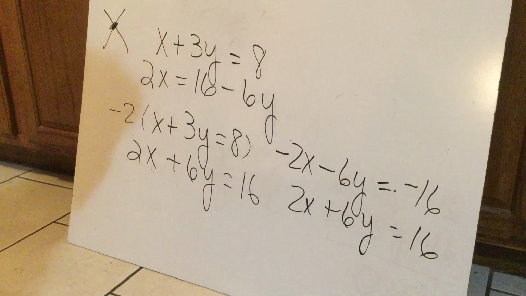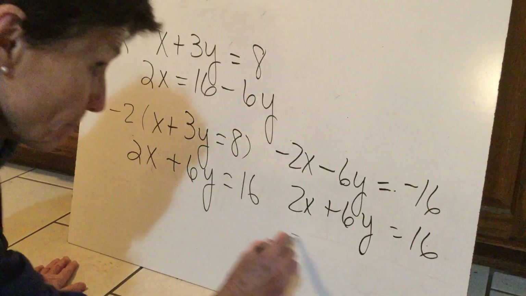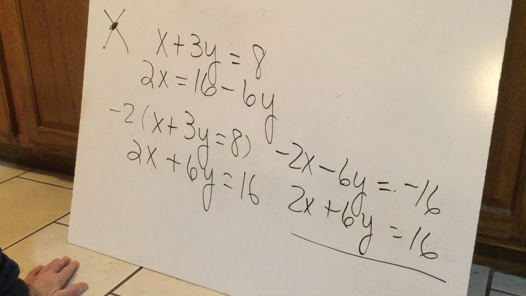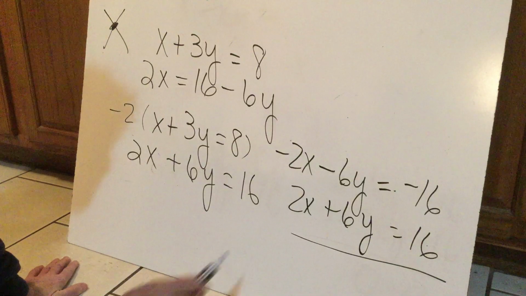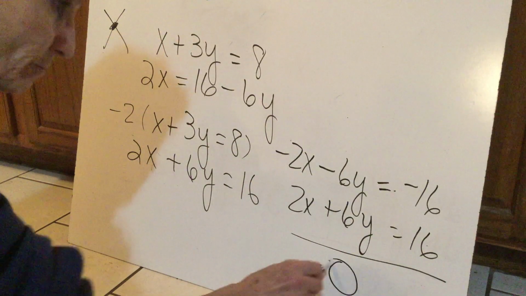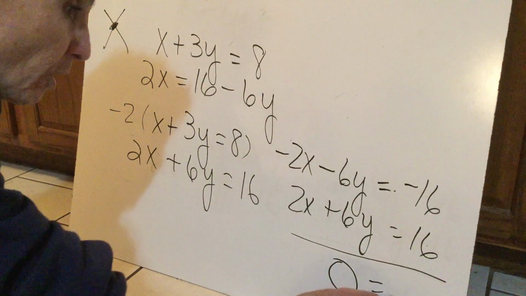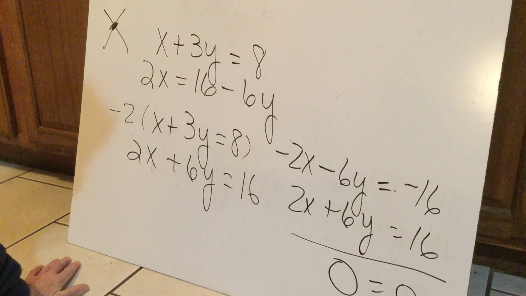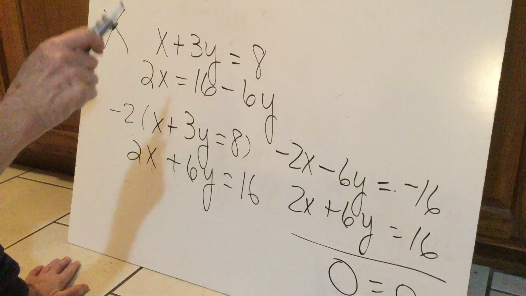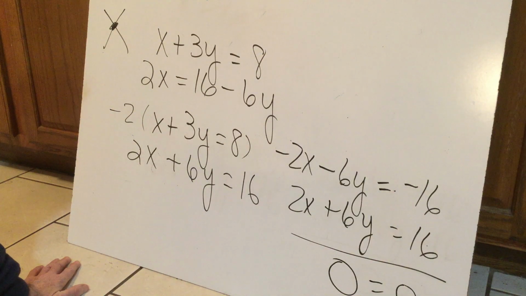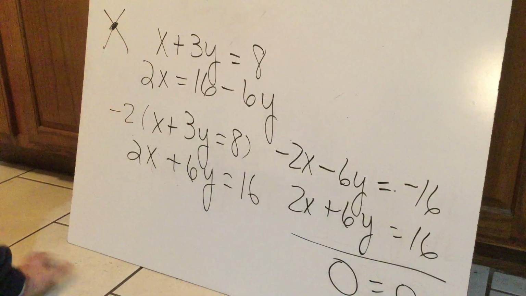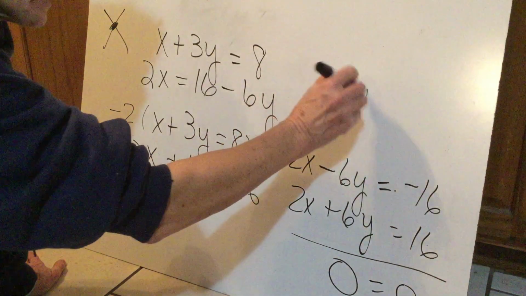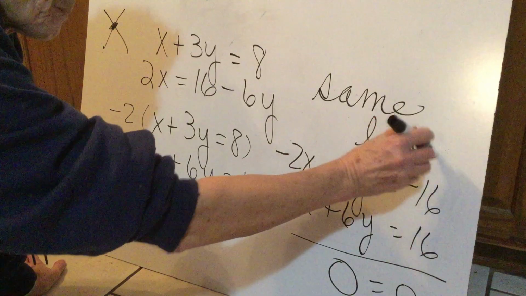Well, it looks like when I add them together, doesn't everything cancel out? Which leaves me on this side with a 0, because everything canceled, and on this side with a 0. That is a true statement. So what does that mean? That means that these two lines are actually the same line. So there are infinitely many solutions, and what you write down is these are the same line.